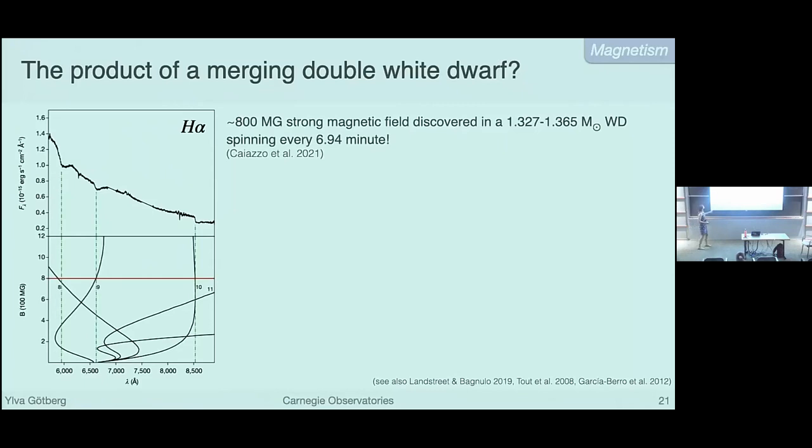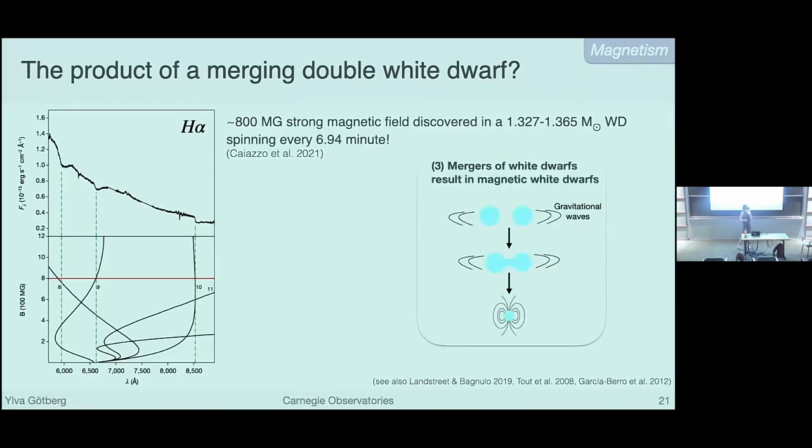And so what happened from that methodology, she also has shorter wavelength spectra. You can see that this magnetic white dwarf has a really, really strong magnetic field of about 800 megagauss. It's also really fast spinning, and this matches quite well with the merger scenario. So it could be that this is a merger product.